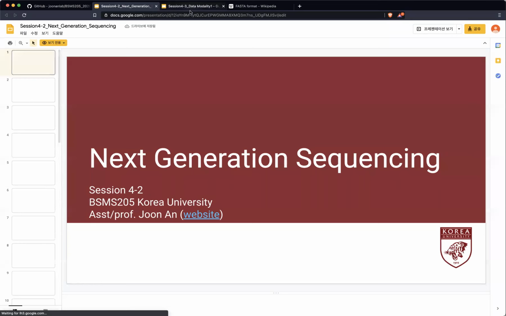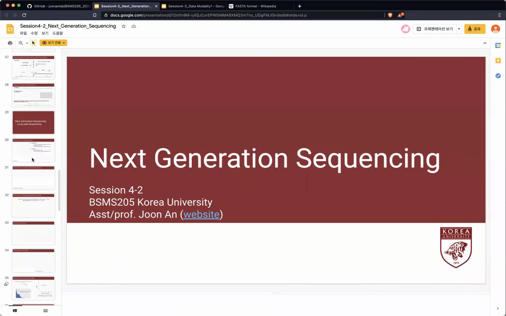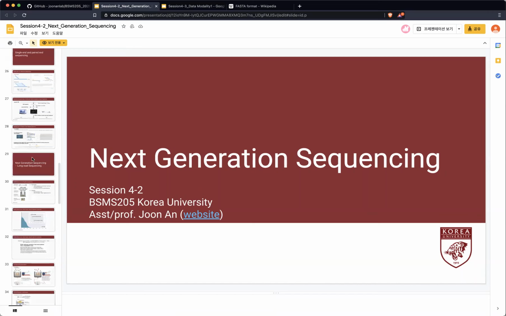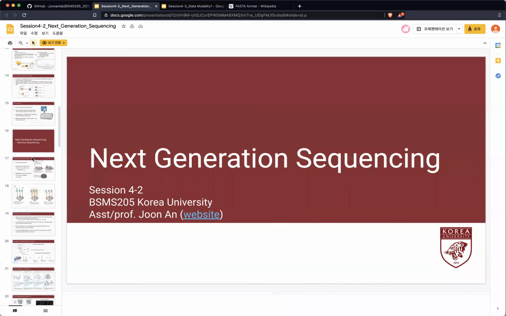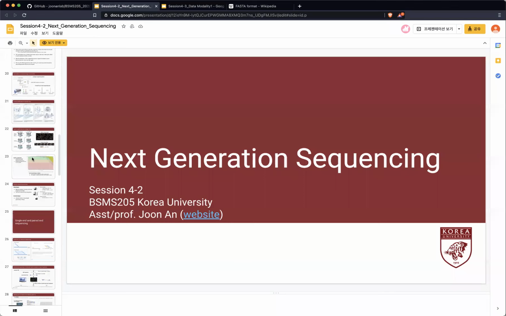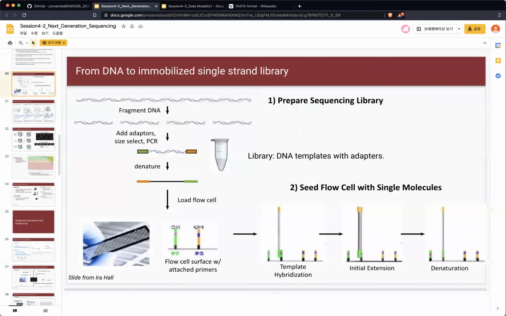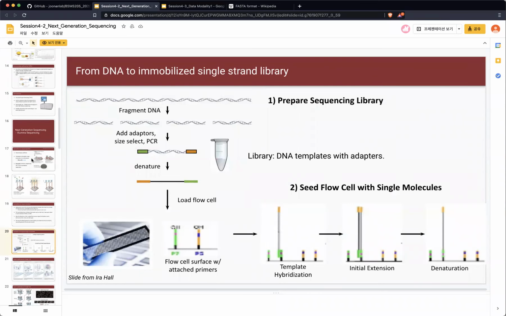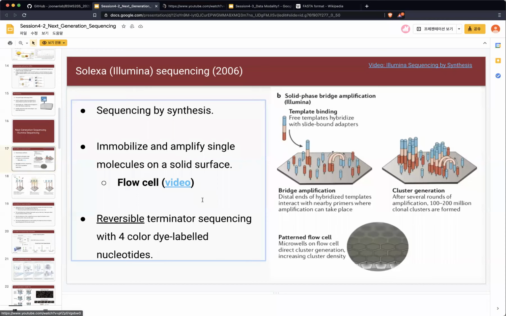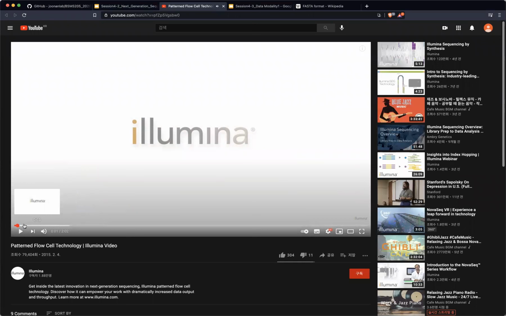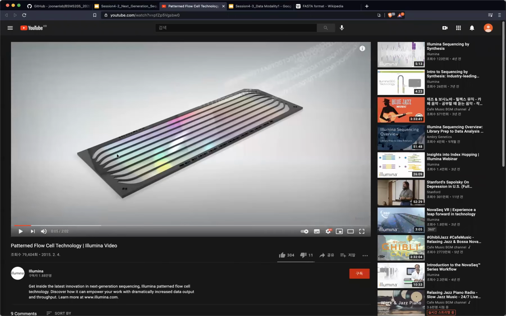TMI on the flow cell. Here is the Illumina flow cell, right? Okay, so this is the flow cell, and we actually look from here. And here are the lanes: 1, 2, 3, 4, 5, 6, 7, 8 lanes here, right?